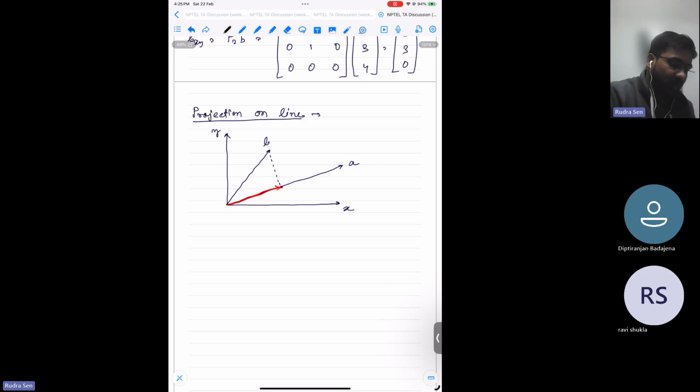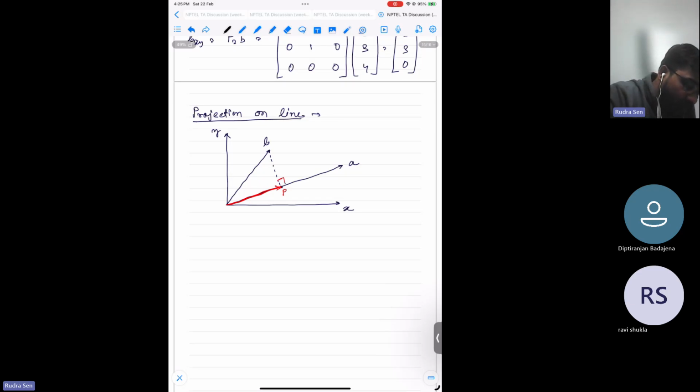I'm going to discuss it. I'm not going into detail of projection because we will study projection in the next class. This is just the introduction part. So this vector P is basically the projection.